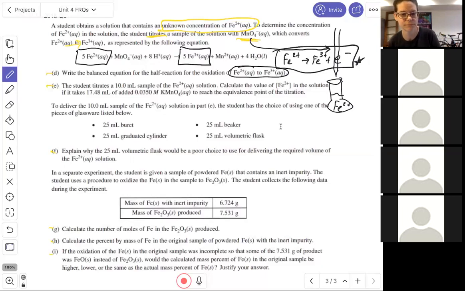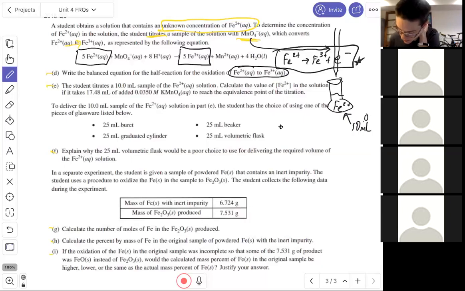If we saw another one of these on the actual exam, if it was more than one, it would just be like plus 2e or plus 3e? Yep. So that's D. And then E says the student titrates a 10 milliliter sample of the solution. Okay, so that's 10.0 milliliters of that.